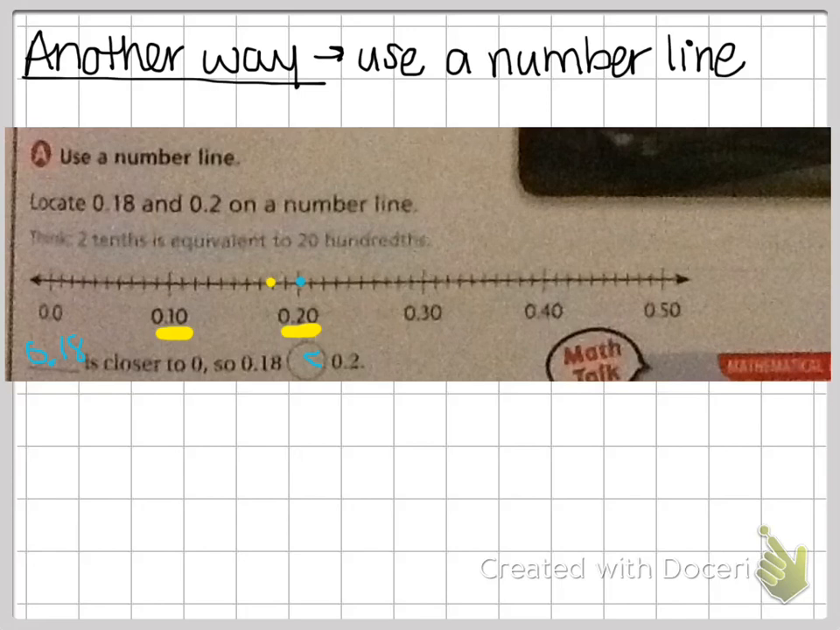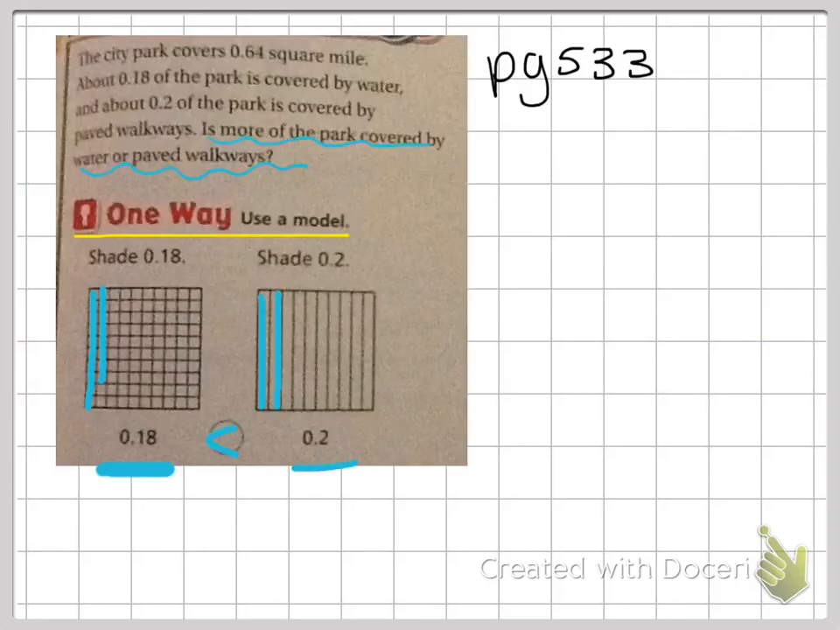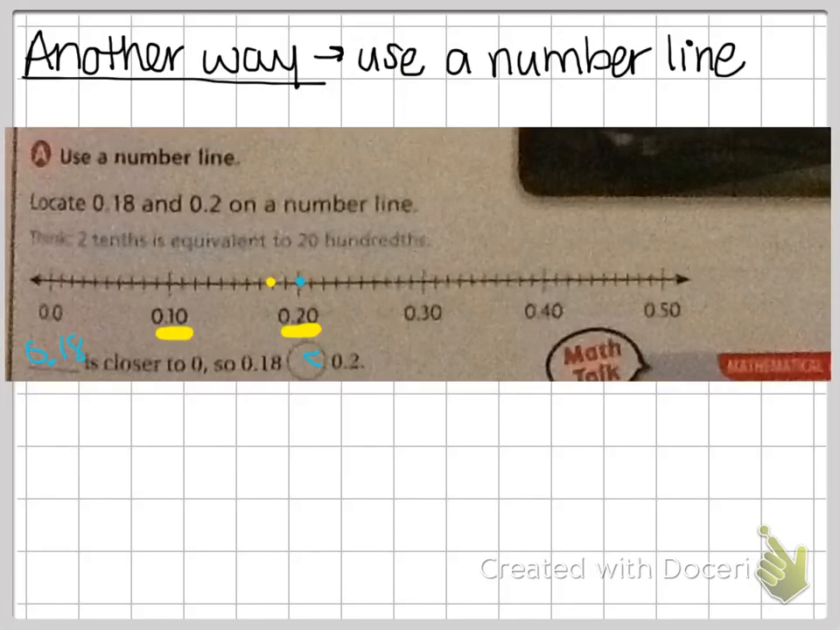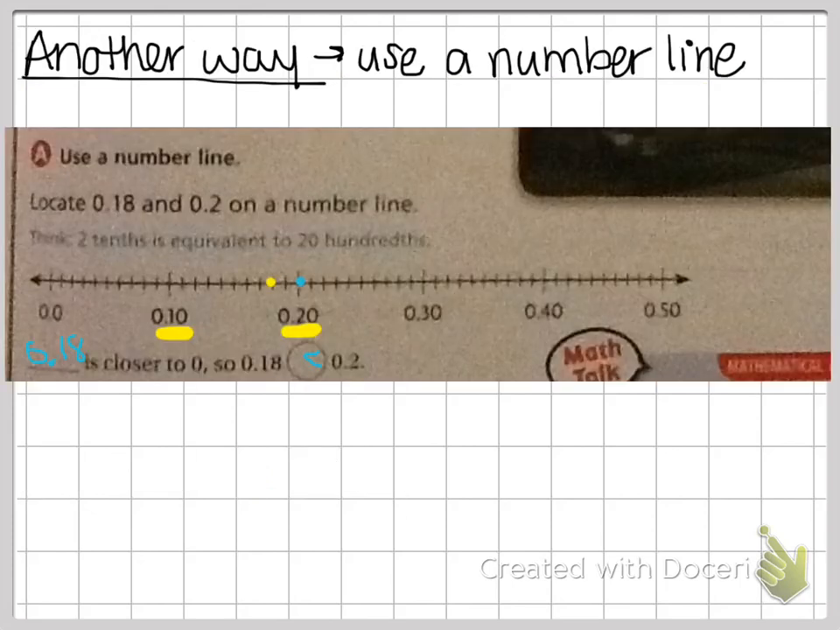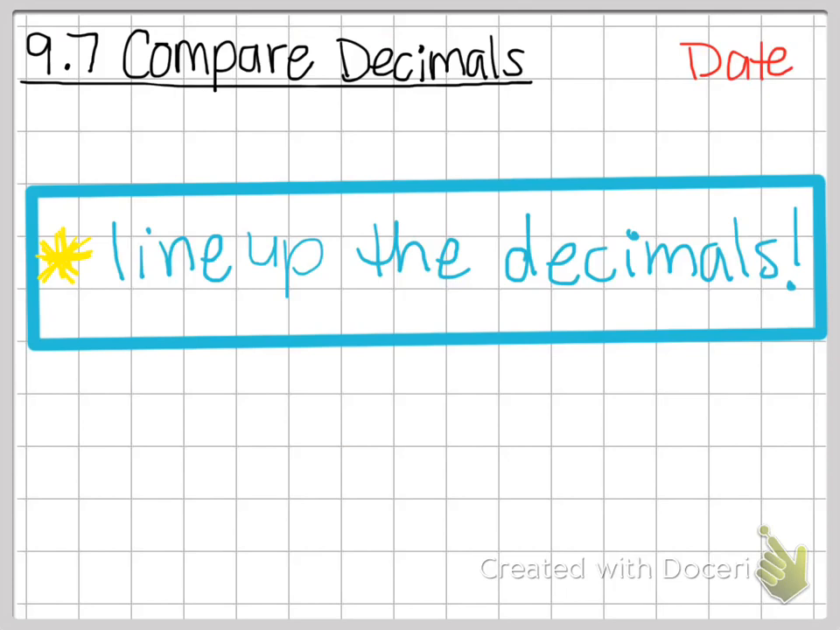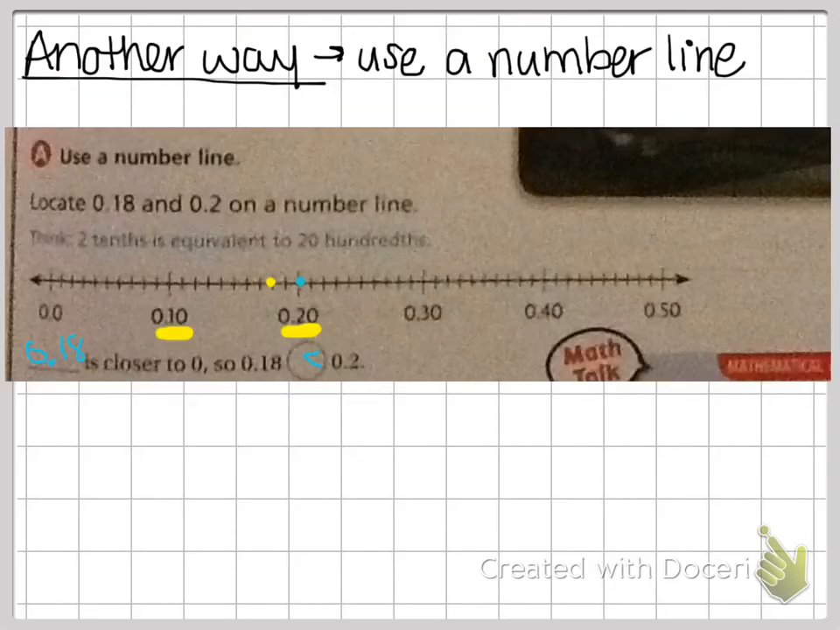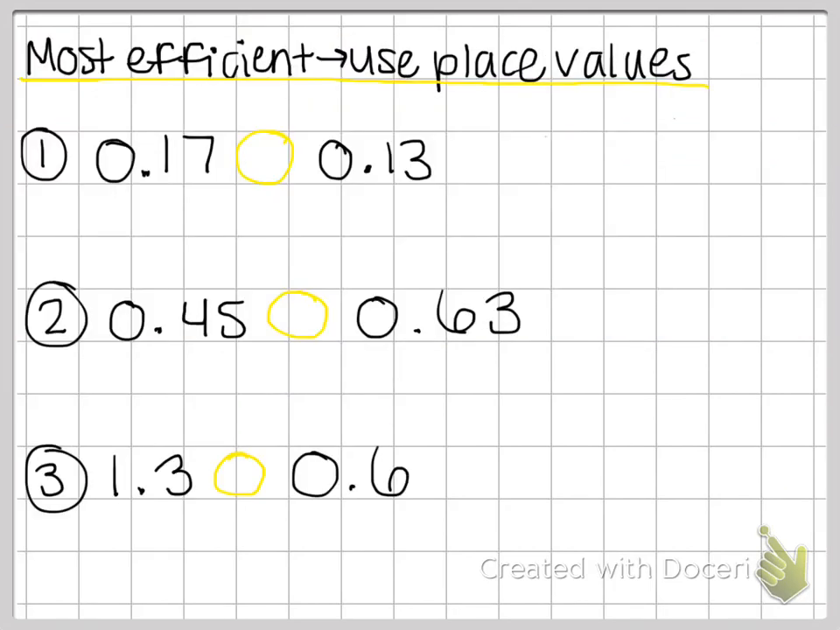Both strategies work perfectly fine, but if you are not in the time frame to draw models or use number lines that are split into multiple parts, we can use the most efficient way, which is using the place values. Now, using place values requires you to follow that golden rule of lining up the decimals. So this only works if you're paying attention and lining up the decimals correctly.